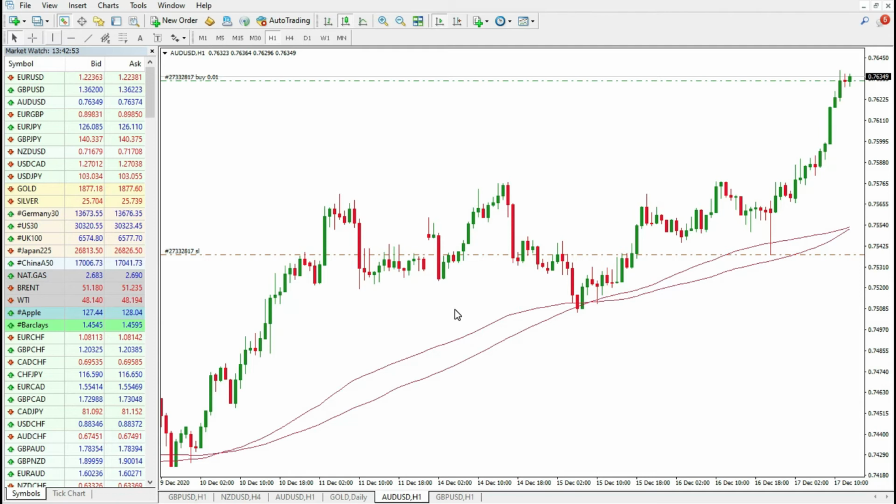Almost match. So as you can see, smoothed moving average is a little bit like a simple moving average with a bigger period. The SMMA can be used to confirm trends and define areas of support and resistance, and it's often used in combination with other signals and analysis techniques.